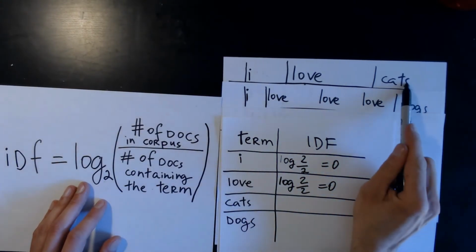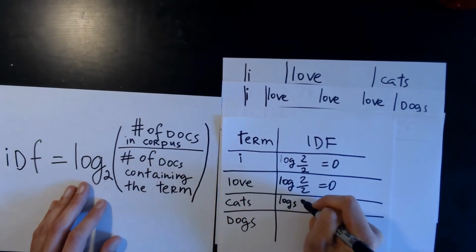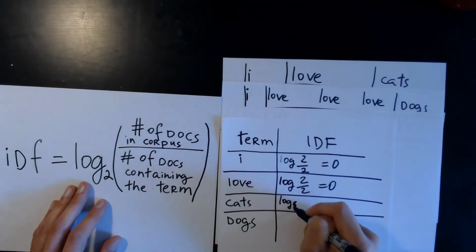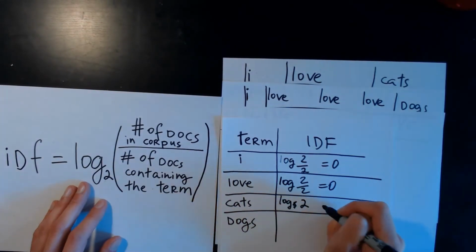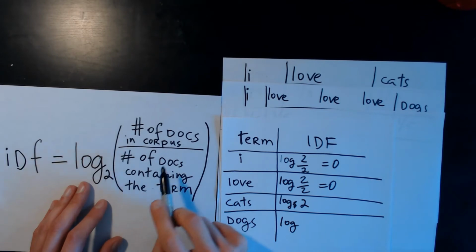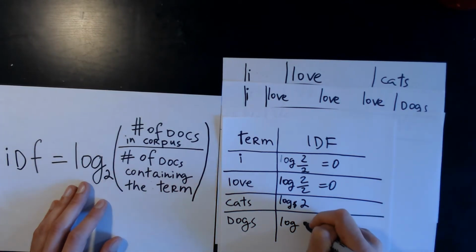Then for cats, we have 2 documents in the corpus, but only 1 document containing the term cats. So it's going to be log of 2. And same for dogs. 2 documents in the corpus, 1 document containing the term dogs. So it's going to be a log of 2.